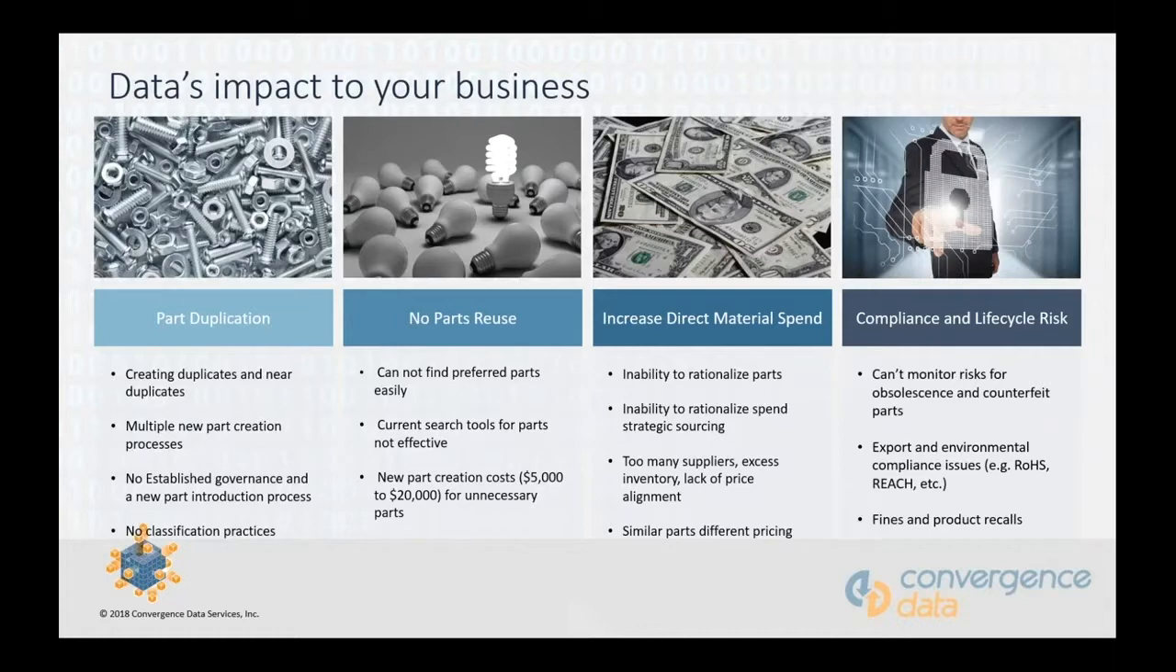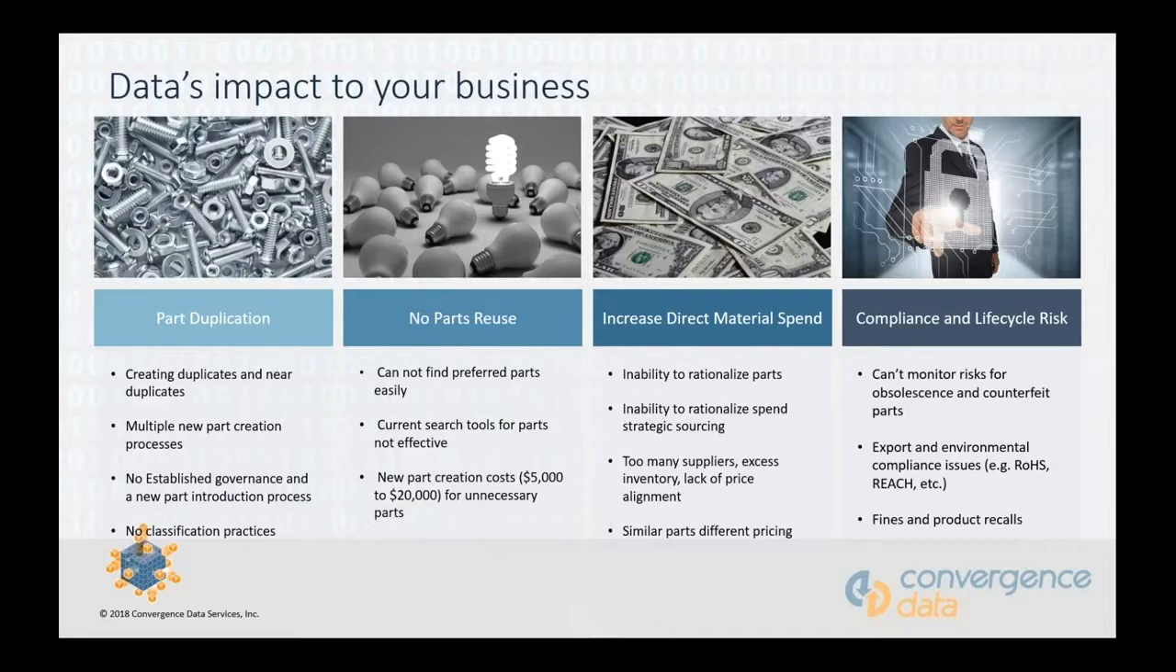So let's start with the bad news. If you're a company today that has bad data, how does that impact your business? Well, a lot of times those companies will have part duplication issues. If you have bad data today, most likely you have duplicates, or you have parts that are very similar, or raw materials that are very similar. And if your data is bad, it's really hard for engineers to reuse parts. So that leads to a part proliferation issue. It's very hard for engineers to find parts or to find preferred parts if your data quality is poor.